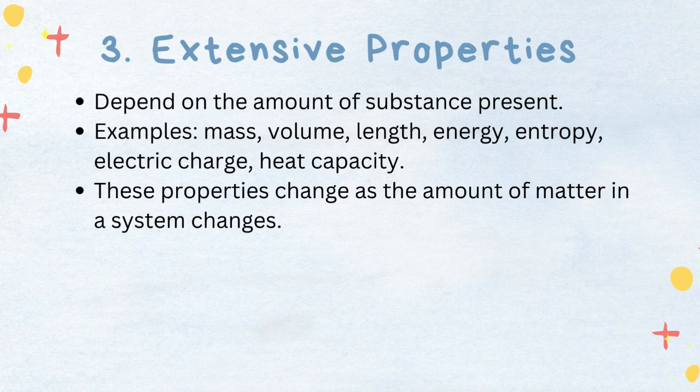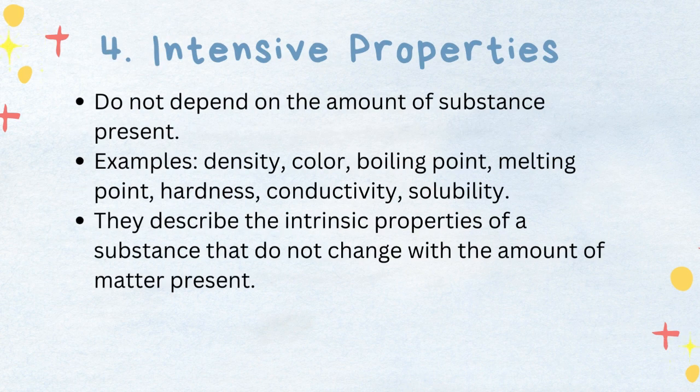Extensive properties depend on the amount of substance present. Examples: mass, volume, length, energy, entropy, electric charge, heat capacity. These properties change as the amount of matter in a system changes. Intensive properties do not depend on the amount of substance present. Examples: density, color, boiling point, melting point, hardness, conductivity, solubility. They describe the intrinsic properties of a substance that do not change with the amount of matter present.